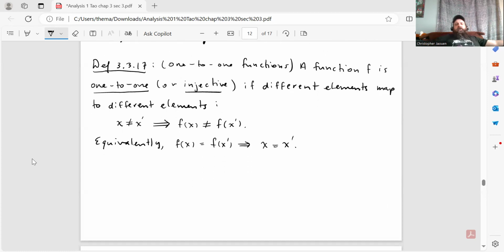All right, here's a definition. Definition 3.3.17. This is the definition of what we mean by a one-to-one function. We say a function f is one-to-one, or injective, if different elements map to different elements. So, for example, if x is not x prime, that implies that f of x is not f of x prime. Similarly, you could write f of x equals f of x prime implies x equals x prime. This is what we mean by a one-to-one function.